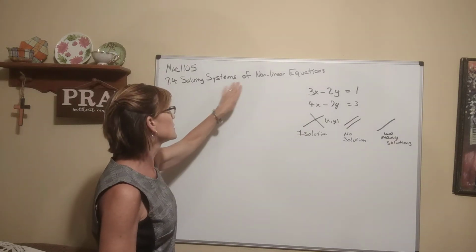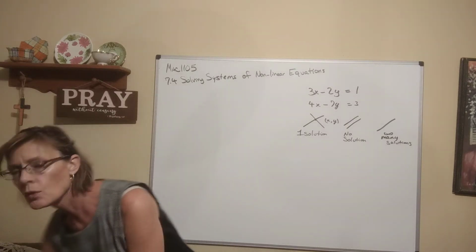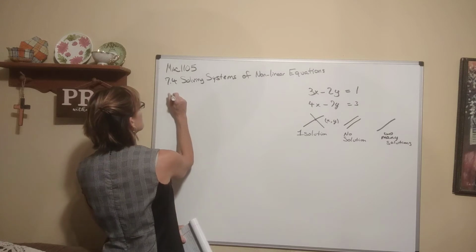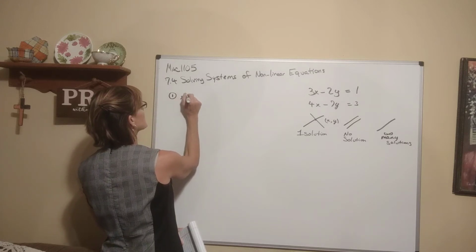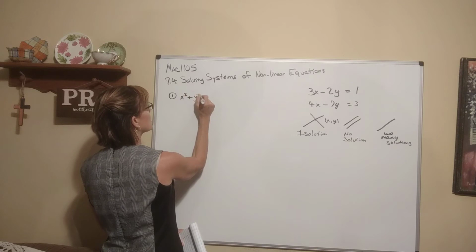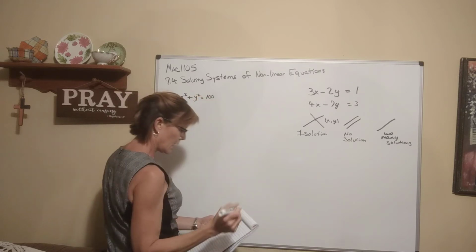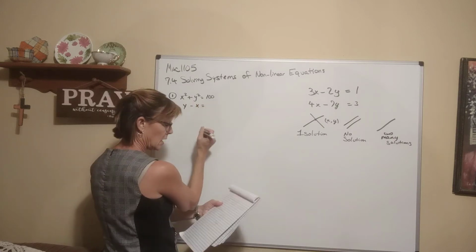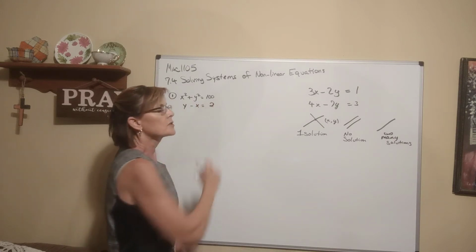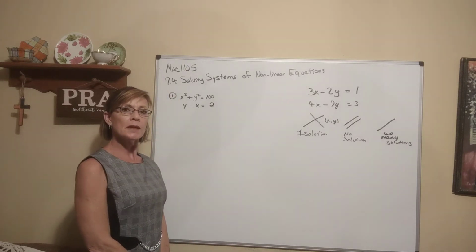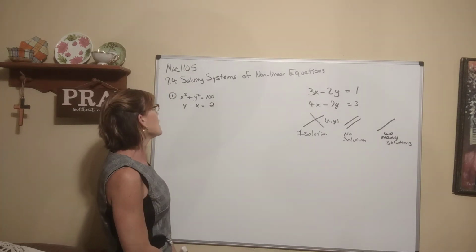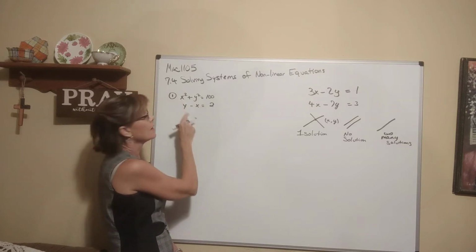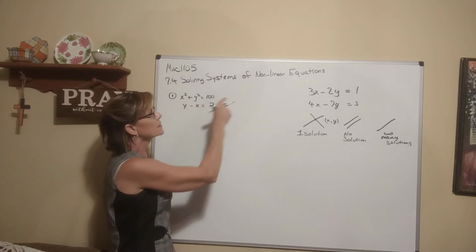What we're going to be looking at is nonlinear, which means at least one of the equations is non-linear. And so here is an example. Example 1, we could look at something like x squared plus y squared is equal to 100. And then we could look at y minus x equals 2. The fact that there's more than one equation at the same time makes it a system. And then the fact that this is not linear, this is a circle, this is linear, but one of them is not linear, makes it nonlinear.